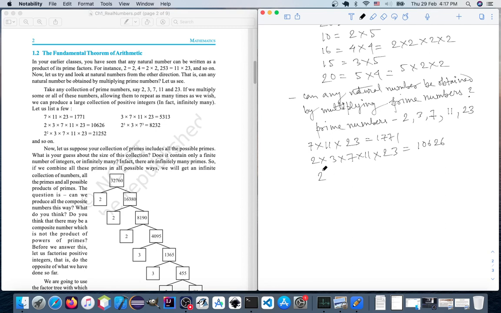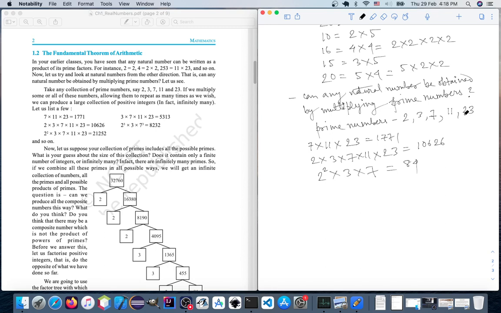So let's try to create some natural numbers on our own. Let's say we take the prime number 2 twice, and then 3 and 7. What do we get? 4 into 3 is 12, into 7 is 84. And this way we can generate a lot of natural numbers by using these 5 prime numbers. This is the basic idea.